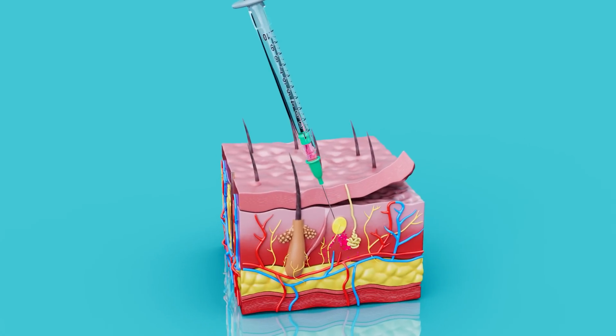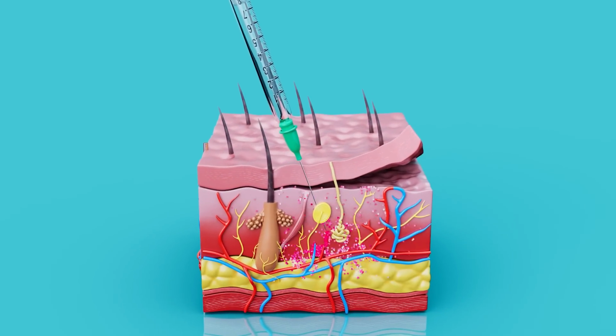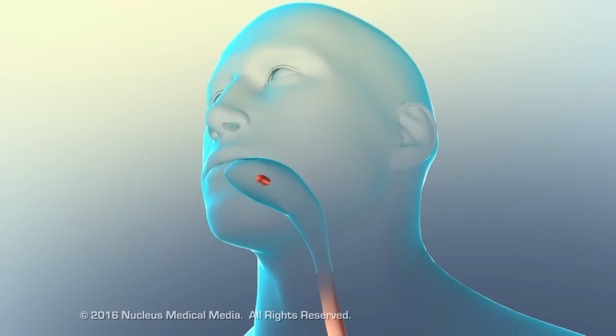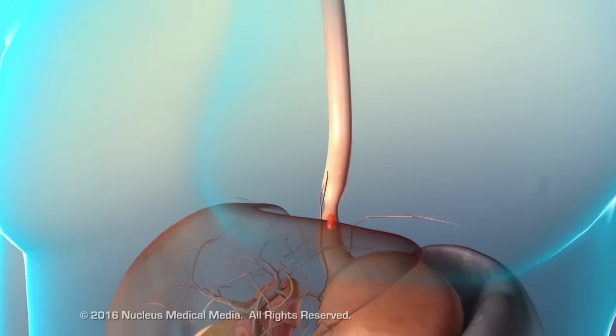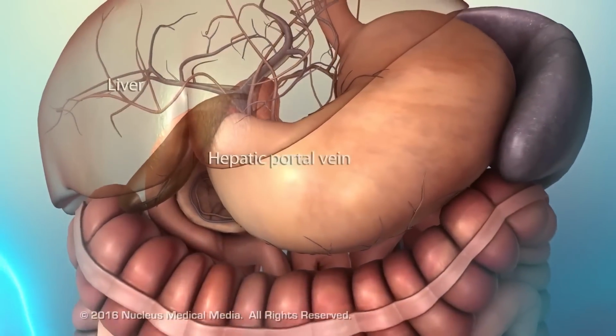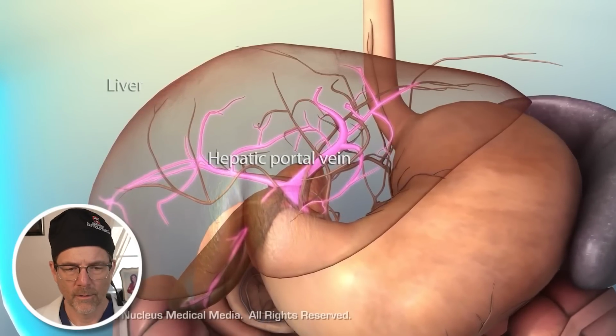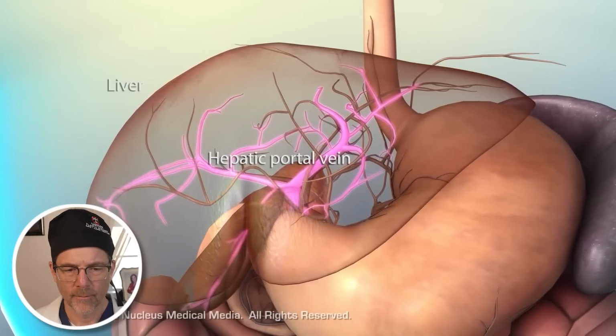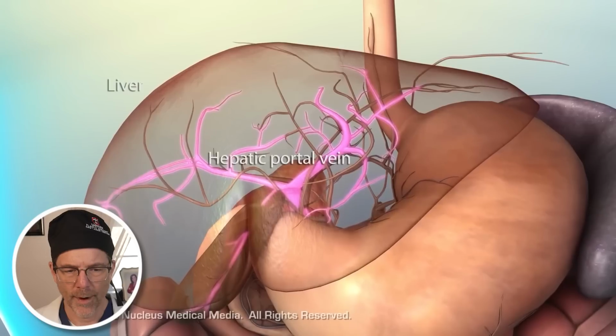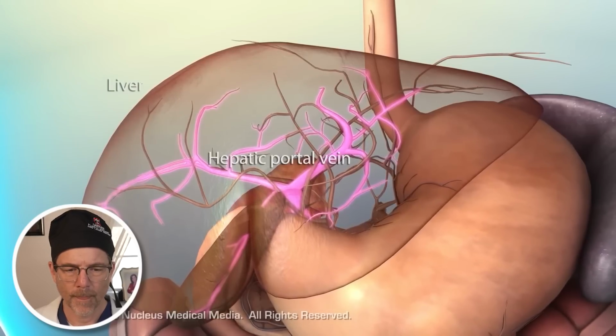So obviously with IV injections, medicine gets directly into your system. Orally, it has to go through your stomach, get digested a little bit in the stomach, then go to the liver, and then gets distributed out. The liver has a chance to metabolize some of the drug before it goes into general circulation. This is called the first pass effect.